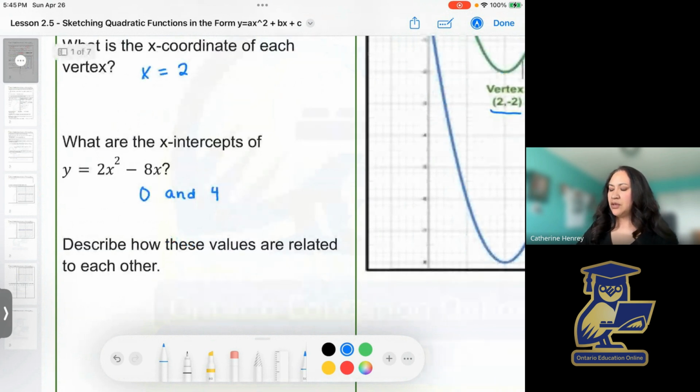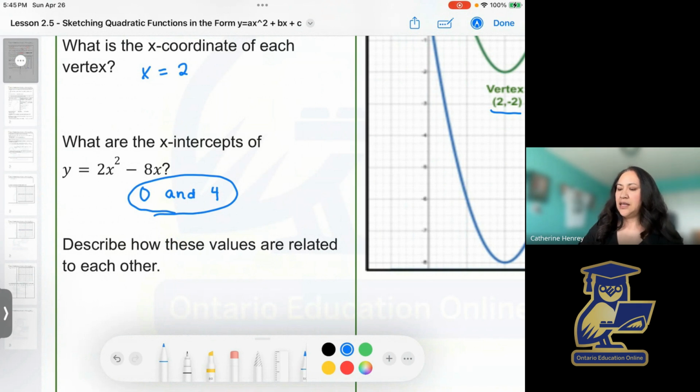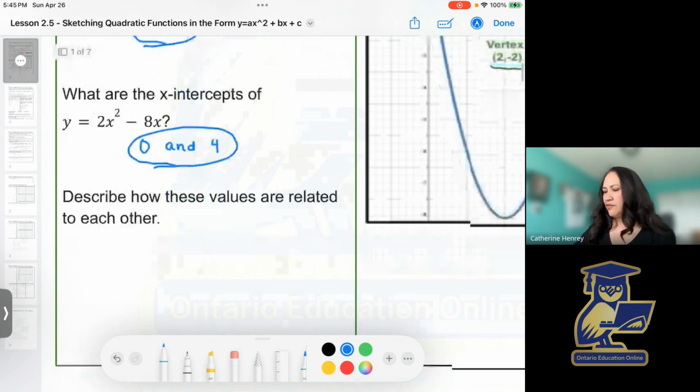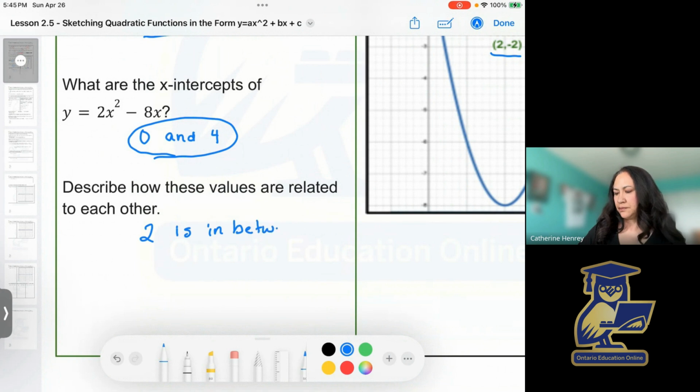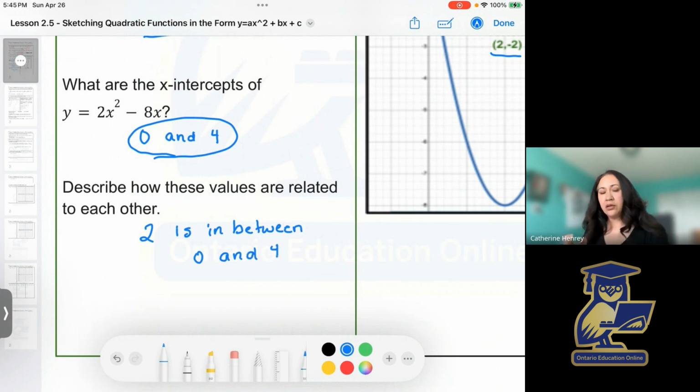Can you see a relationship between these x-intercepts and the x-coordinate of the vertex? So in fact, the number 2, or the x-coordinate of the vertex, falls right in between 0 and 4. It falls right in the middle between the two x-intercepts.